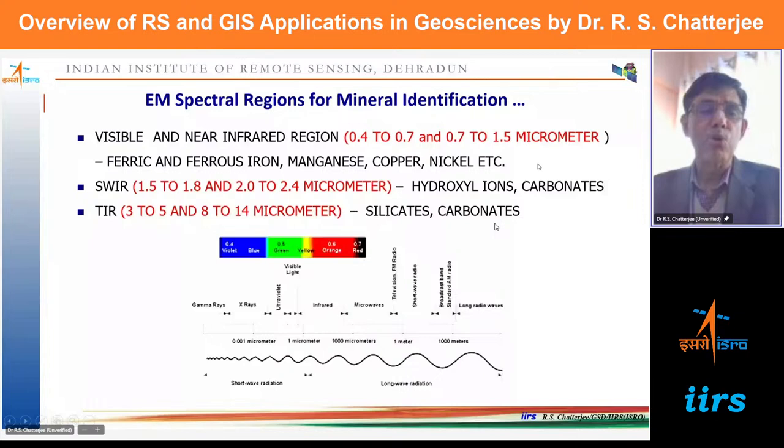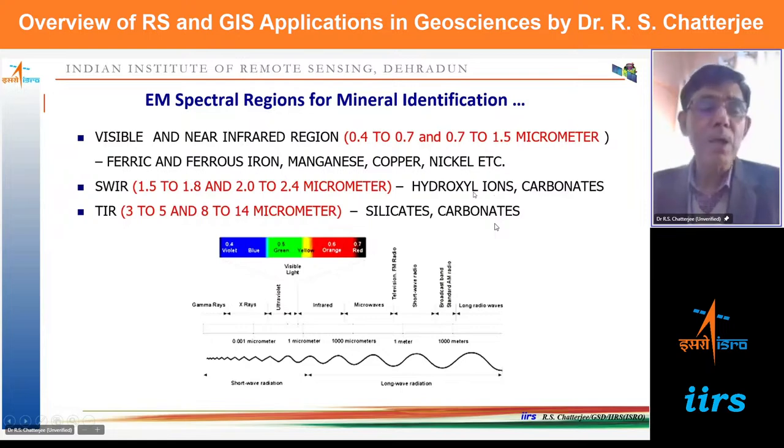identification. Then short wave infrared, there are two atmospheric windows. We have 1.5 to 1.8 and 2.0 to 2.4 micrometer. In these two windows, we can identify hydroxyl ions, like your hydroxyl mineral deposits, like your clay minerals, like your altered minerals, then carbonates.